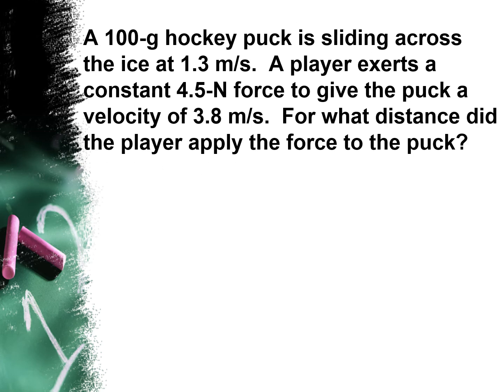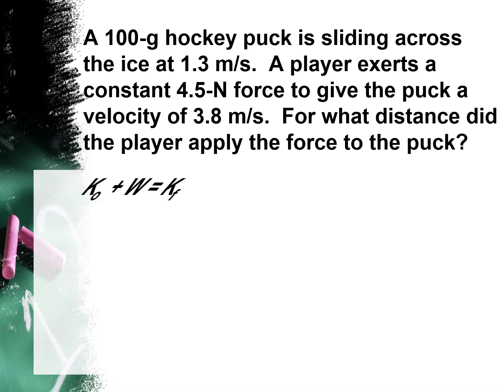This next problem says that a 100-gram hockey puck is sliding across ice at 1.3 meters per second. A player exerts a constant 4.5 newton force to give the puck a velocity of 3.8 meters per second. For what distance did the player apply the force to the puck? All right, so first off, we use our work energy theorem, which is the initial kinetic energy plus work is going to be equal to the final kinetic energy.